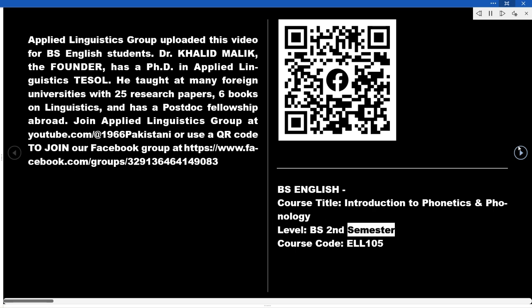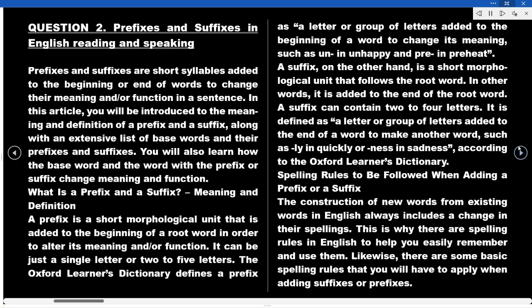Level: BS second semester. Course code: L105. Question 2. Prefixes and suffixes in English reading and speaking.